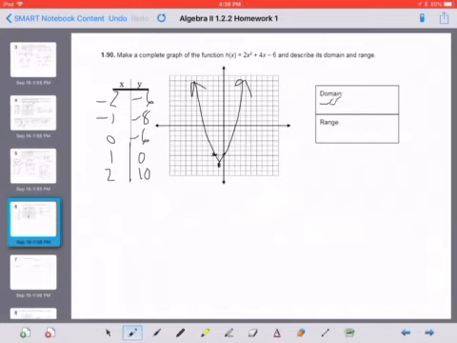The domain is negative infinity is less than x, which is less than infinity, or all real numbers. And the range is y is greater than or equal to -8.